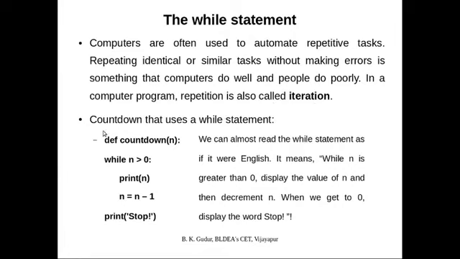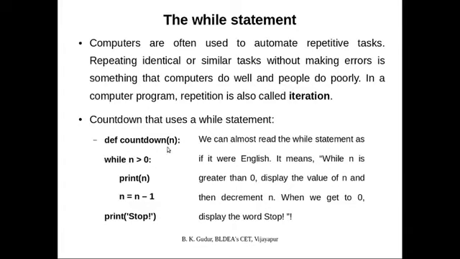A countdown that uses a while statement. Here, if we see, there is a function written. Remember, def is a keyword in Python used to define a function. Here countdown is the name of the function and n is a parameter. After the colon, whatever we write should be indented, meaning it should be inside this. So there should be a tab, as you know.